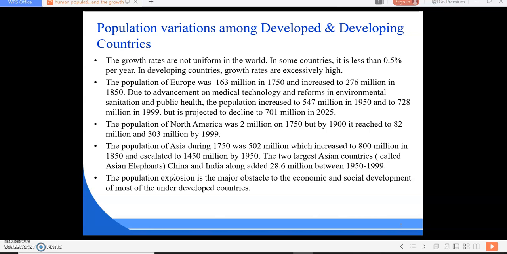In many developing countries, the key factors for fertility decline are changes in government attitude towards population growth, increased availability of contraception, and the extension of services offered through family planning programs, as well as marked changes in marriage patterns. So, the population explosion is a major obstacle to the economic and social development of most of the underdeveloped countries.